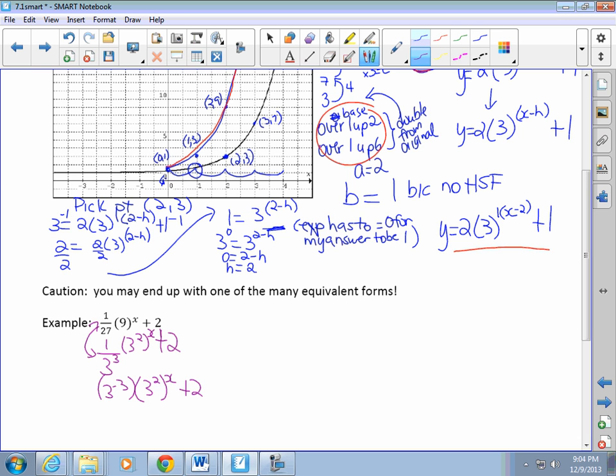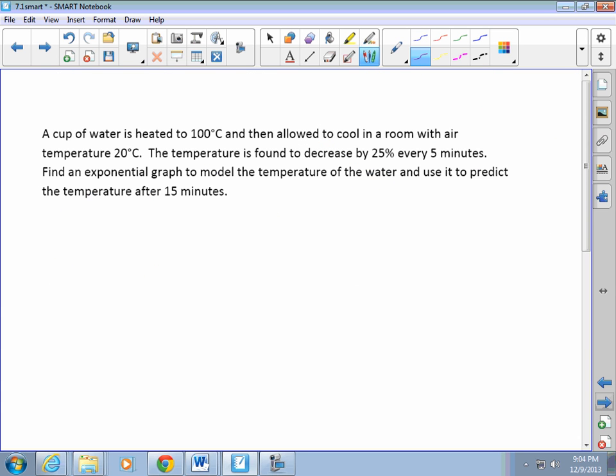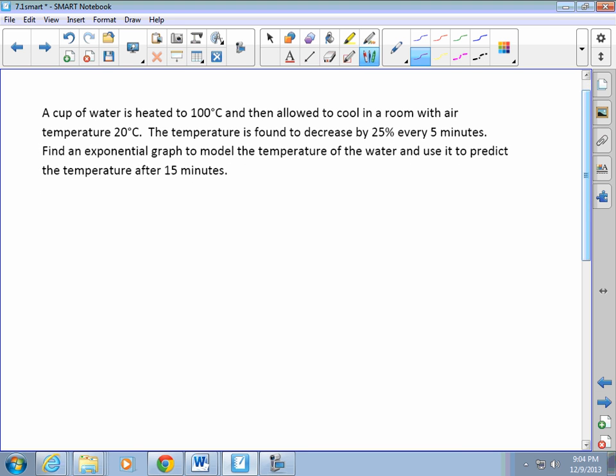Okay, problems. So hopefully this will go a little bit quicker for you. A cup of water is heated to 100 degrees Celsius and then allowed to cool in a room with air temperature 20 degrees Celsius. The temperature is found to decrease by 25% every 5 minutes. Find an exponential graph to model the temperature of the water and use it to predict the temperature after 15 minutes.